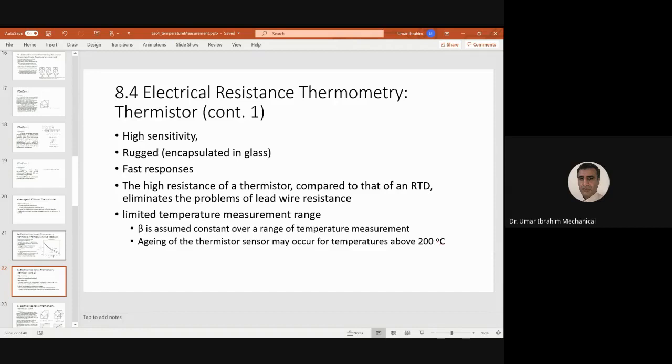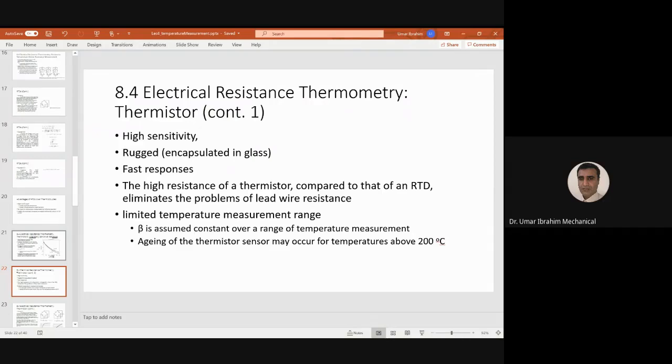Since we assume beta is to be constant over range of temperature measurement, since beta is a function of temperature, so we can only assume beta to be independent of temperature, or we can assume beta to be constant for only a small range of temperature measurement. Okay? That limits the application of thermistor for a wider range of temperature compared to RTDs.